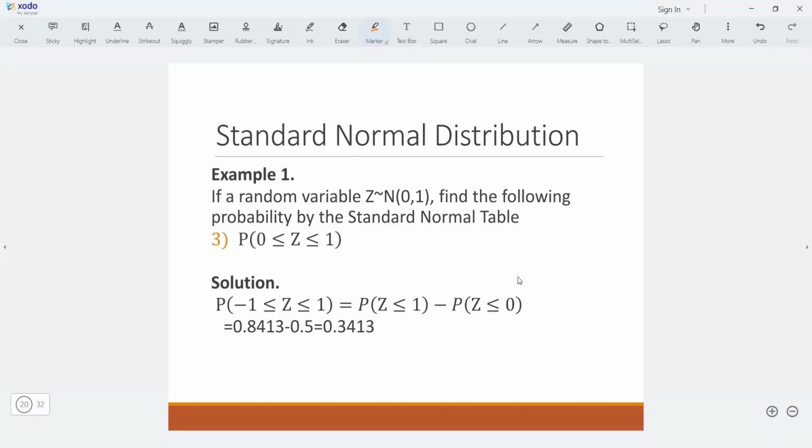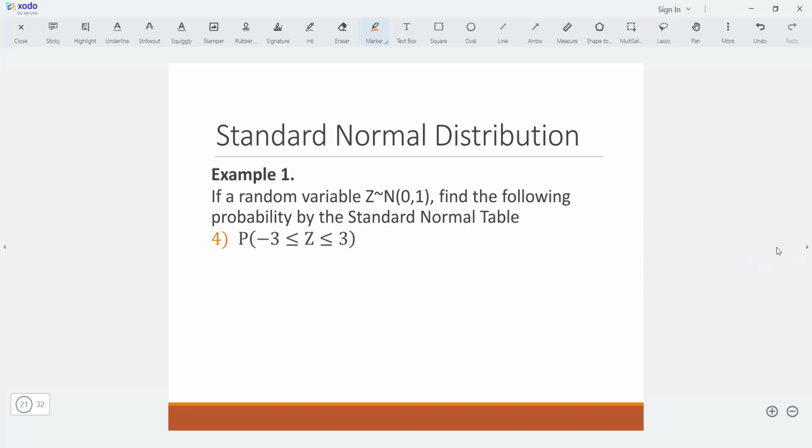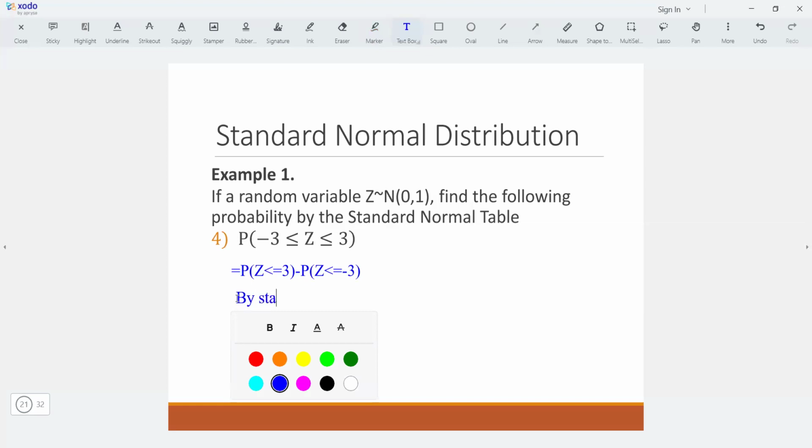Okay, this is already our third part. So far, so good. Let's move to the next example. The next example is still a random variable between two values, -3 and 3. From the knowledge we have from the last part, this is equal to the probability that the random variable is smaller or equal to the right endpoint minus the probability that it is smaller or equal to the left endpoint. Then we will use the standard normal table to find it. Let's first find the probability z smaller or equal to 3.